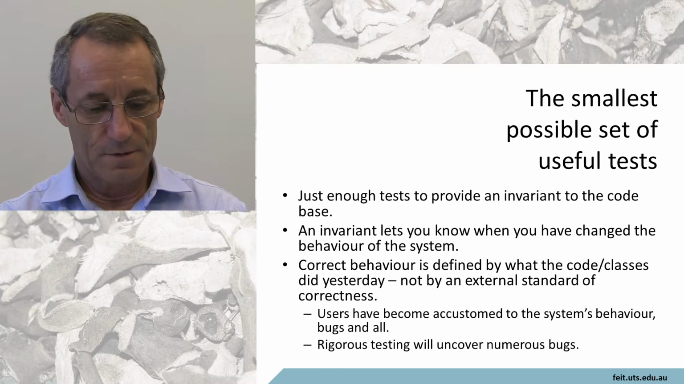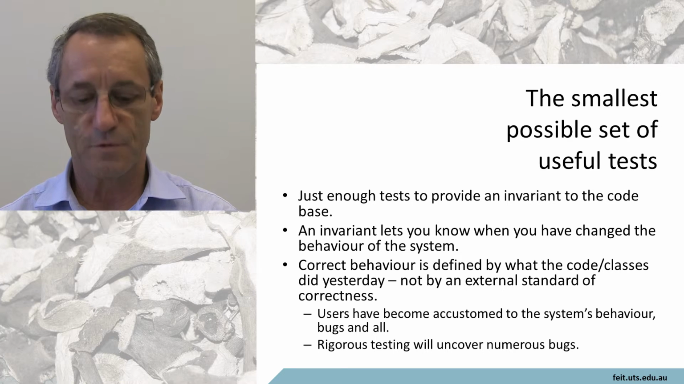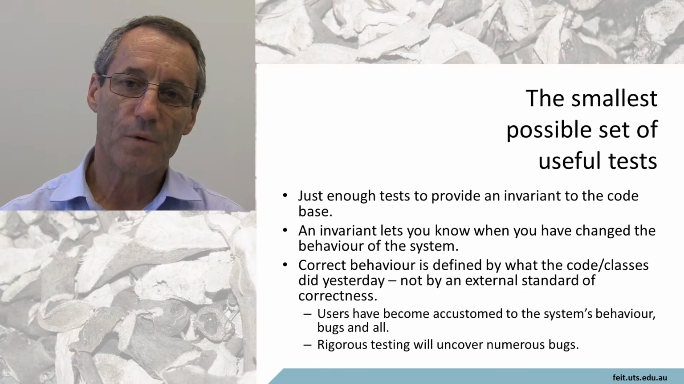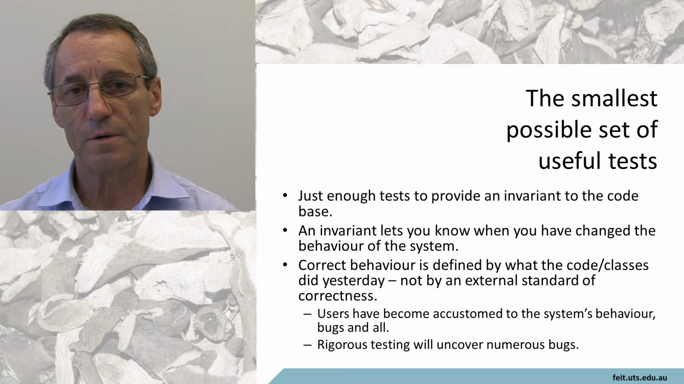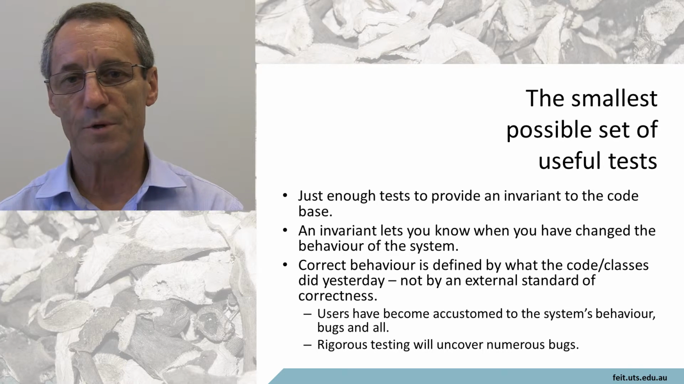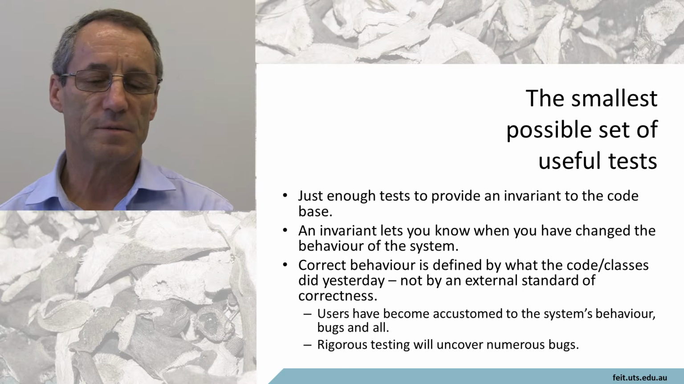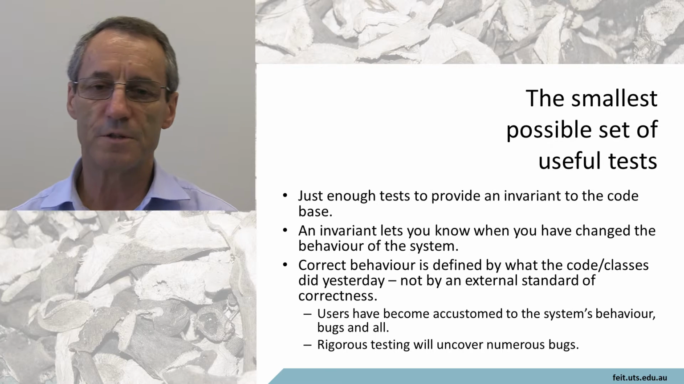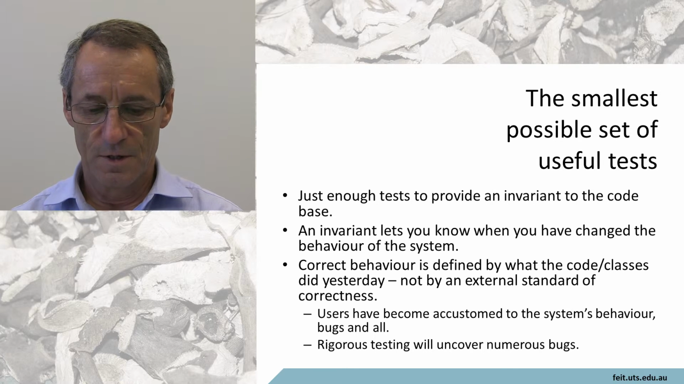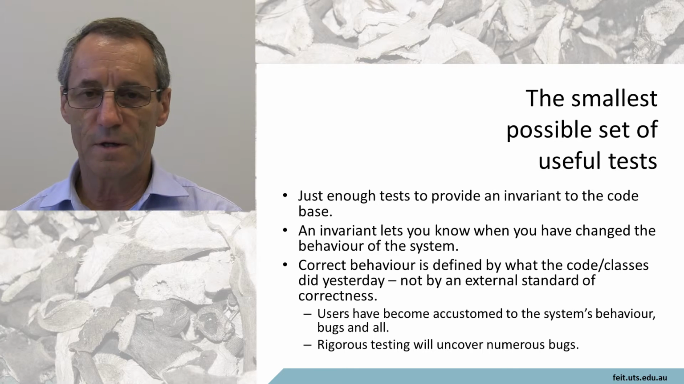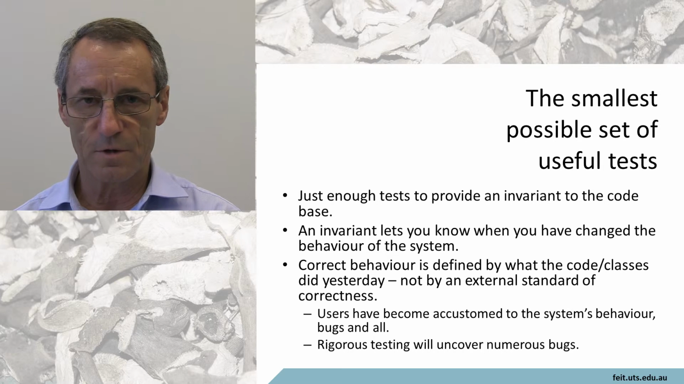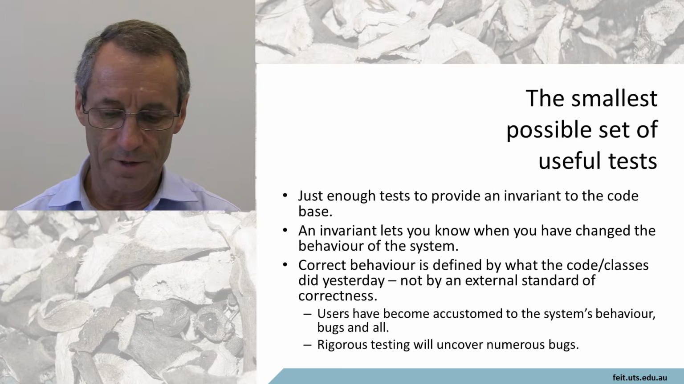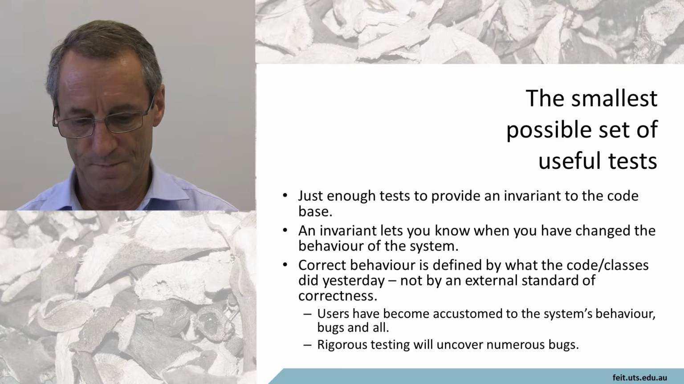Now, what is the smallest possible set of useful tests? If you've got old legacy code, you don't want to sit there trying to devise all possible tests because you don't know they're right. What you want is the minimum set of tests you need to assure that a change you've just made hasn't smashed things. So you want tests enough to provide an invariant to the code base. We'll deal with an invariant in a moment. An invariant lets you know when you've changed the behavior of the system.